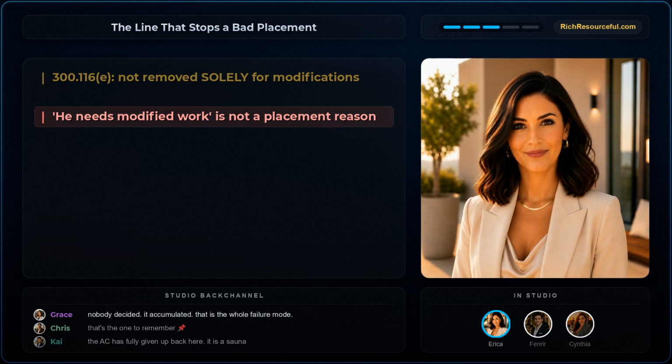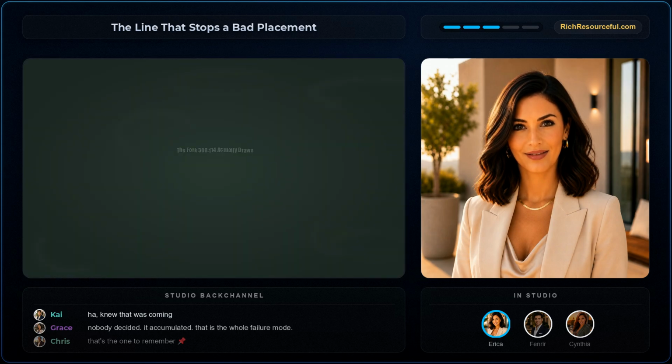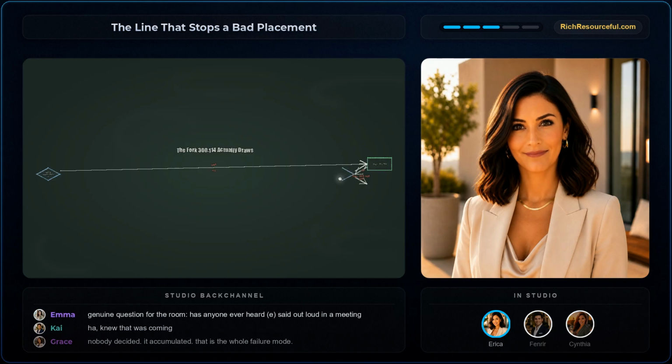Remember the sentence I said was hiding in a section almost nobody quotes? A child with a disability is not removed from education in age-appropriate regular classrooms solely because of needed modifications in the general education curriculum. Word for word, and solely is carrying it. That settles it for the modified work case. Small version though. Stack the writing requirement on top, and a team that can't explain a removal on paper can't defend it in the room. Hold on for that one.